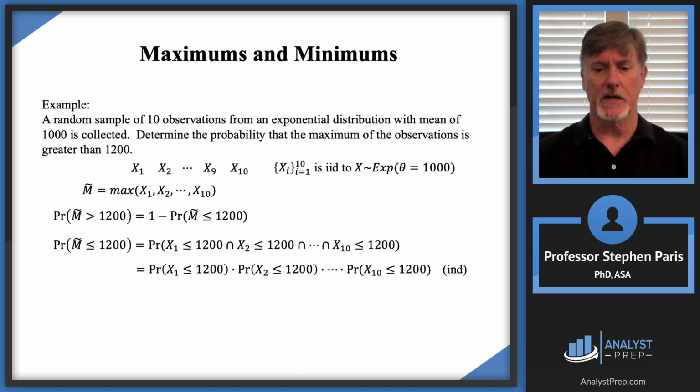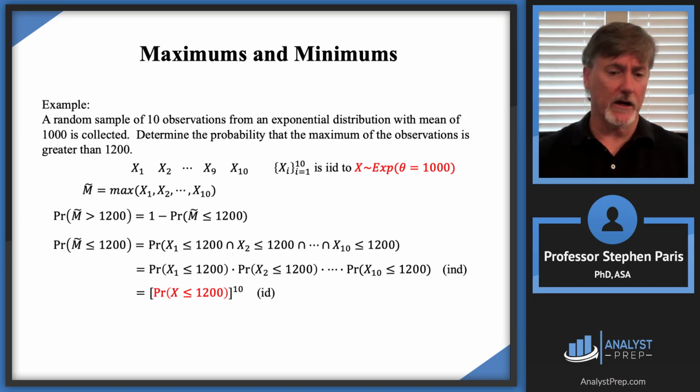So that's by independence. And by the identically distributed part, each one of those probabilities for each of those random variables is just equal to the probability that cap X, the common distribution, is less than or equal to 1,200. And so I get this. So the question now boils down to being able to calculate the probability that cap X is less than or equal to 1,200 when that cap X is the common distribution that's exponentially distributed with a theta equal to 1,000.